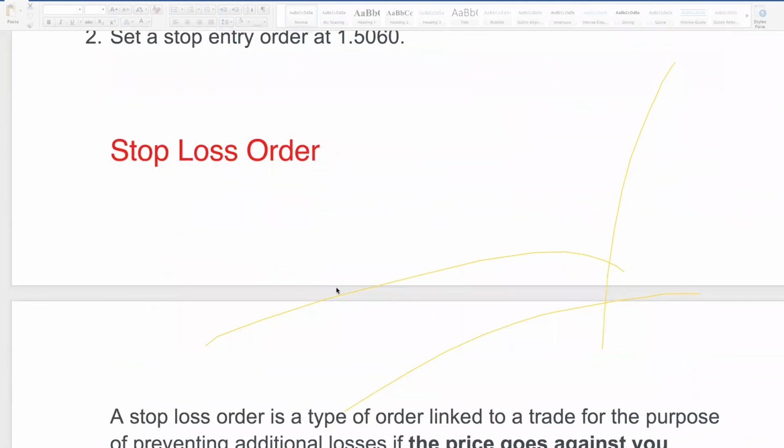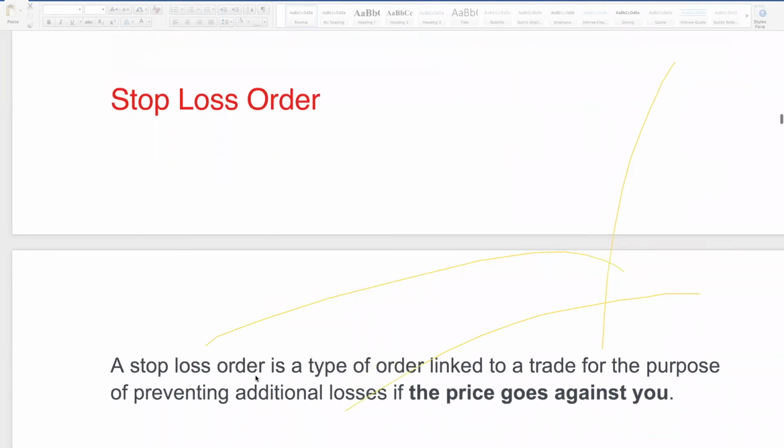Then a stop loss order. A stop loss order is a type of order linked to a trade for the purpose of preventing additional losses if the price goes against you. For us, we say we use it to filter bad trades, but it also works together with risk management.